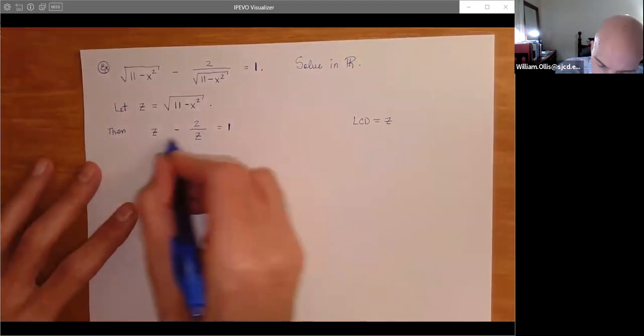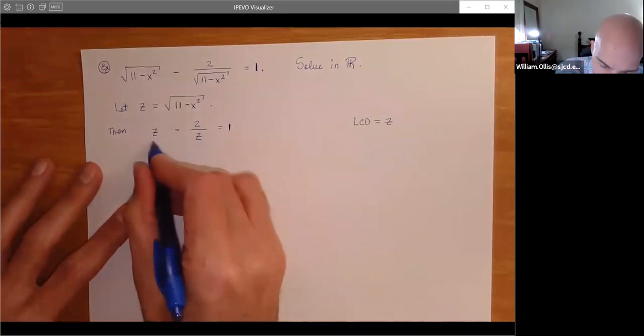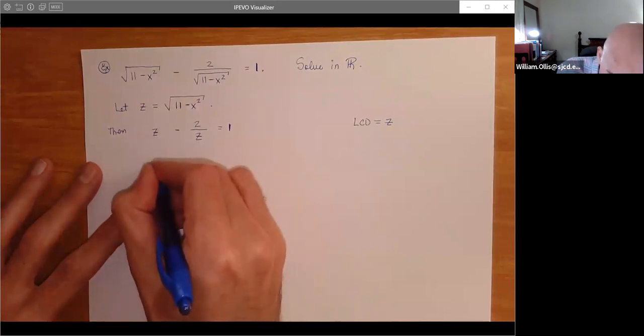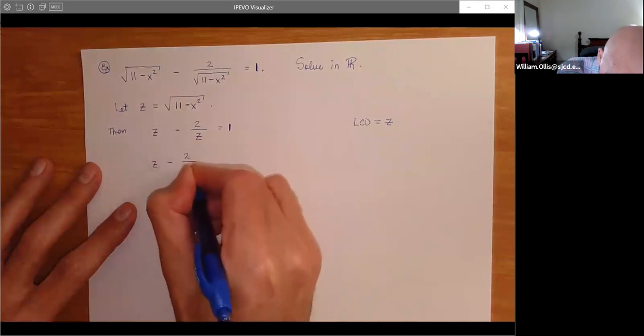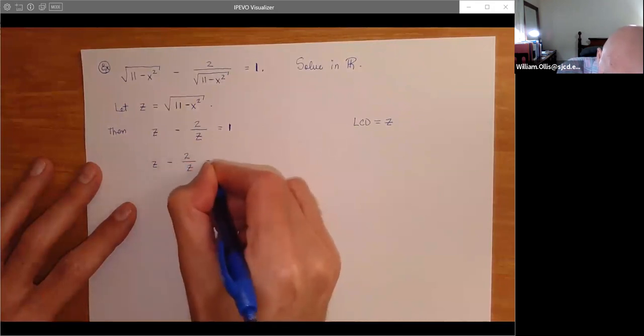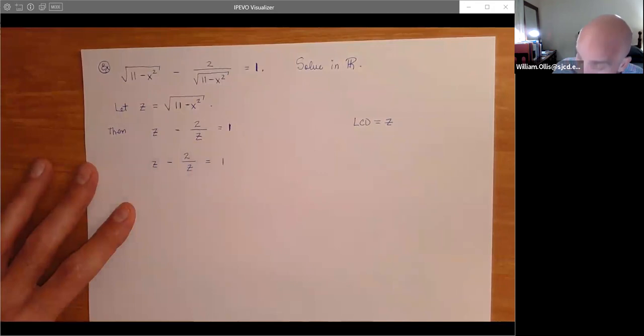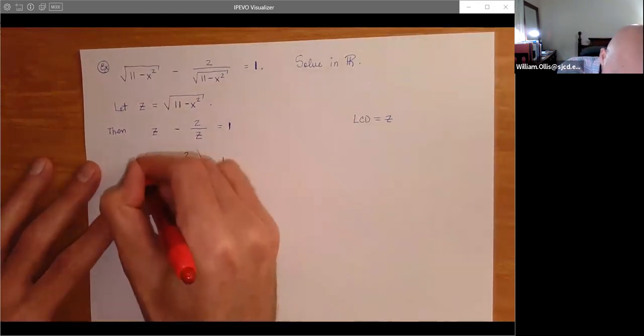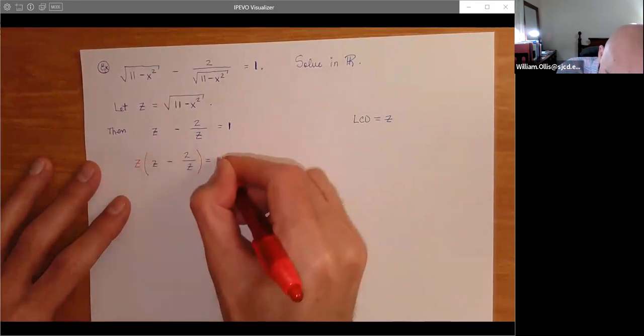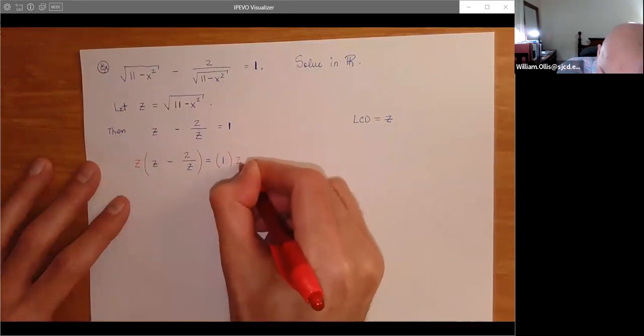So since I wrote it, let me write it again after this, since that's kind of something new. So I'll have (z - 2)/z = 1. So let's clear the denominator, so to speak. This is just one technique to solve this. I thought it was interesting.